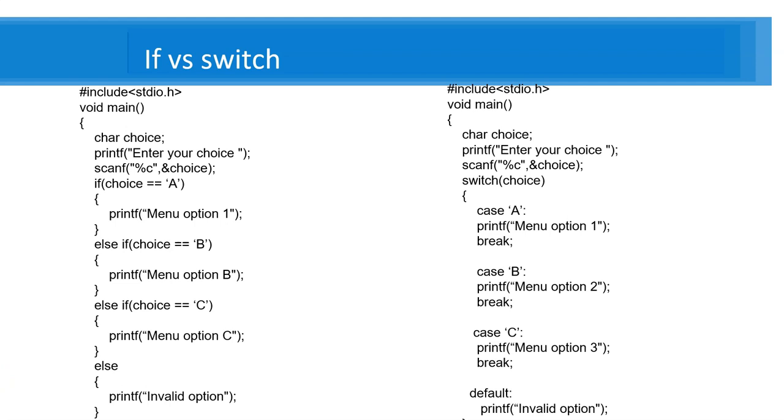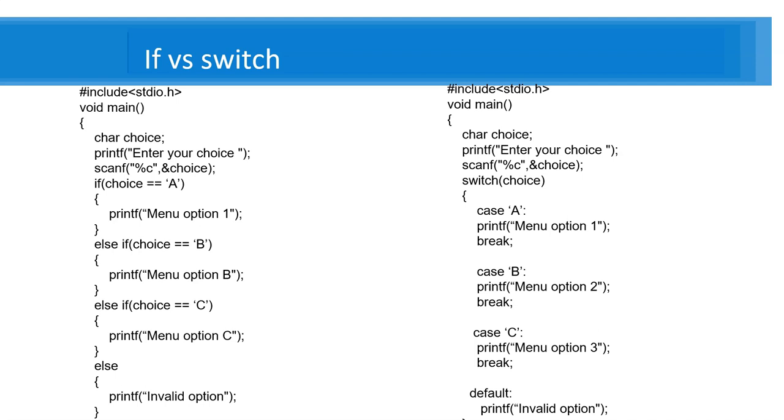So here if you see, I have given on the left side a program, the same one I have actually given on the right side. It's a menu option. So you're getting a choice. If choice is A, you're printing menu option 1. If it is B, menu option 2. If it is C, menu option 3. Else you're saying invalid option.